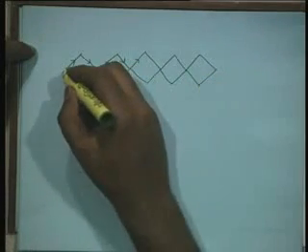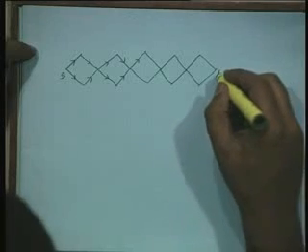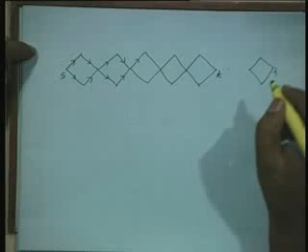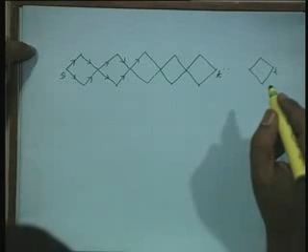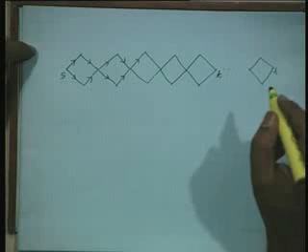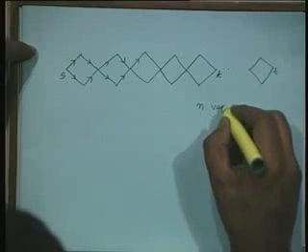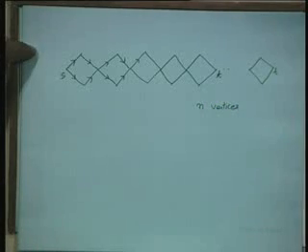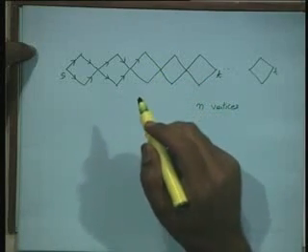Right, you get the idea. This is S and this is T. Sorry, there are more such diamonds. This is T. So if there are n vertices, how many such diamonds are there?